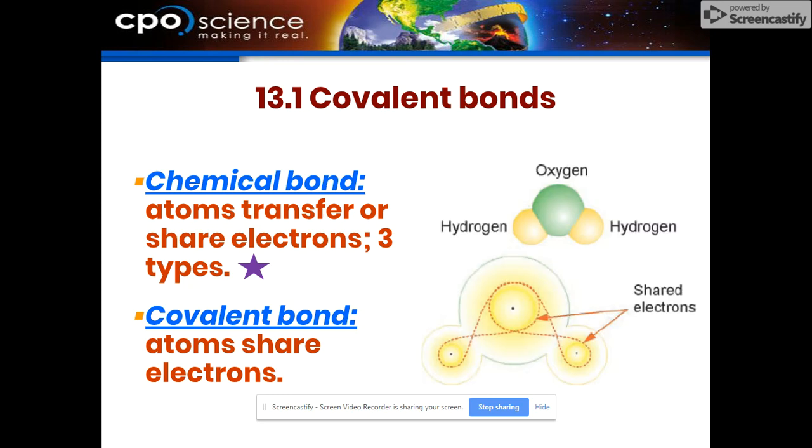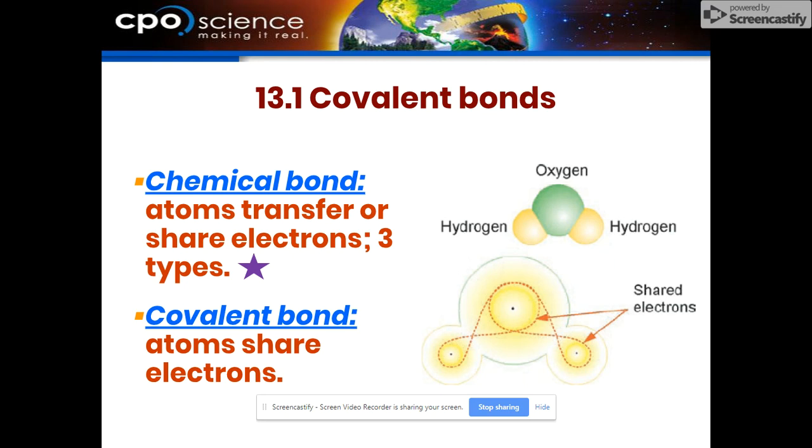Okay. So big two terms here. First one, chemical bond. That's what we're focusing on today. Focusing on two types, not three types. I don't know why it says three. We're focusing on covalent bonds and ionic bonds. Okay, covalent bonds, all you really need to know is just understand what they are.